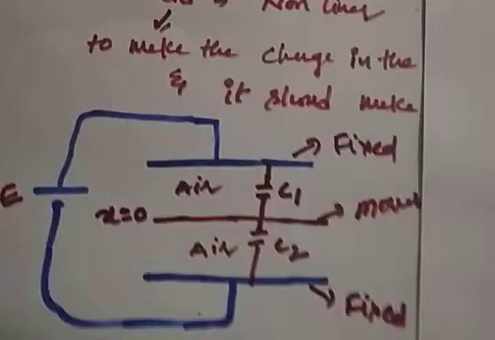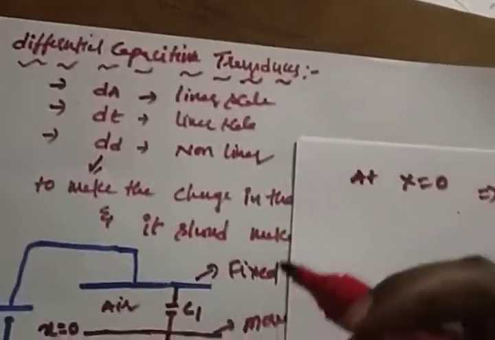I hope it's clear from now. You will see at x is equal to 0 position, what is delta E? You know that it is nothing but a differential capacitive transducer.